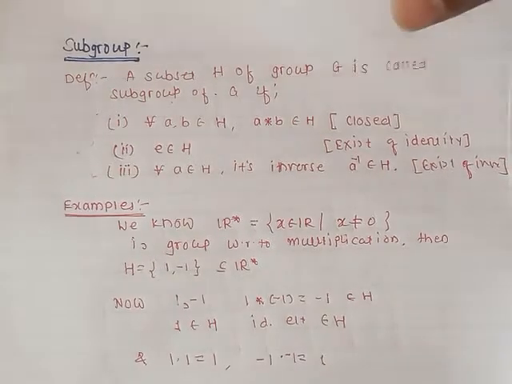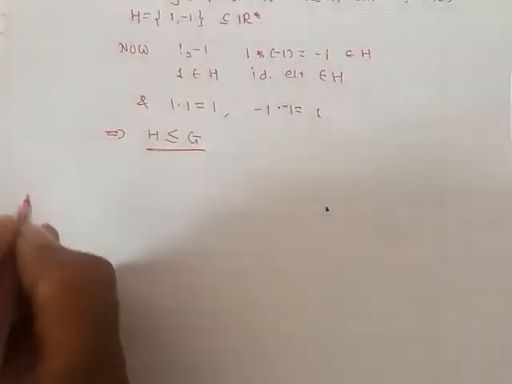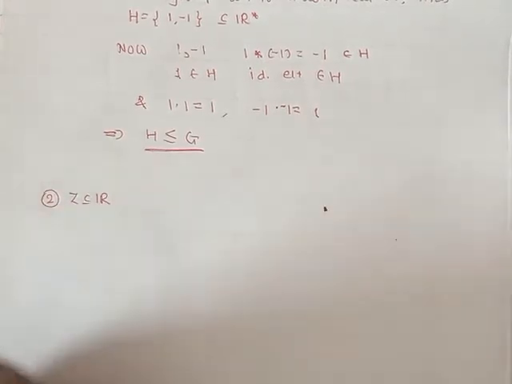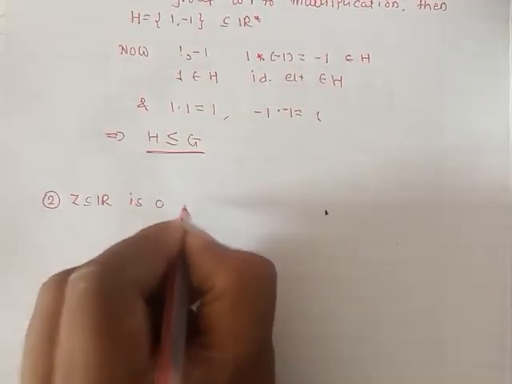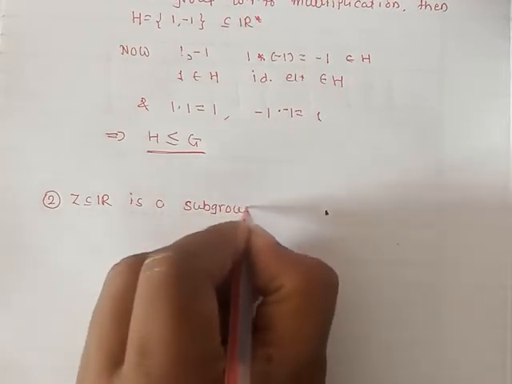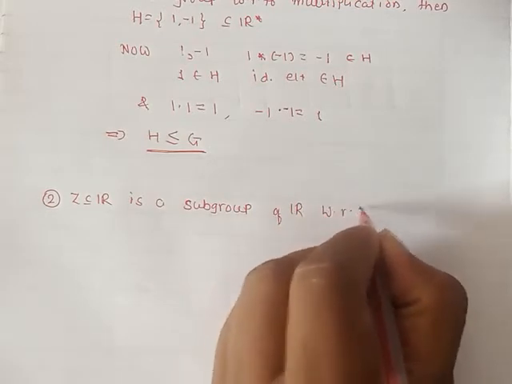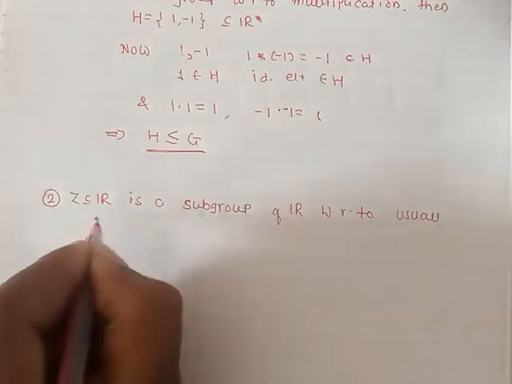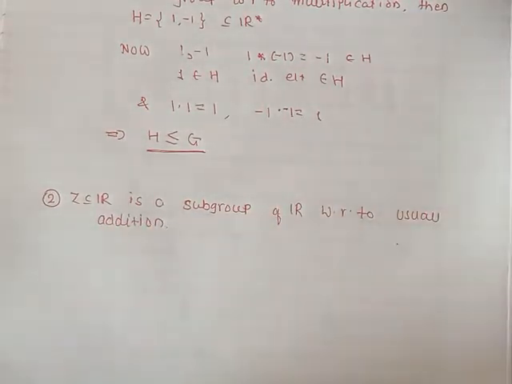Now the next example of subgroup is Z, which is a subset of R. We know that the set of integers is a subset of R, and is a subgroup of R with respect to usual addition.